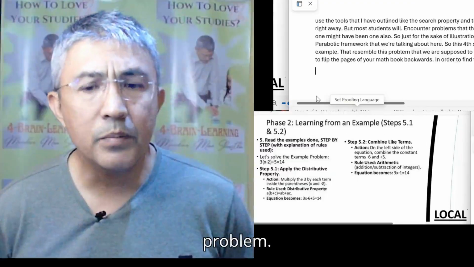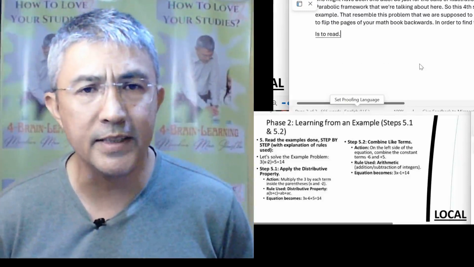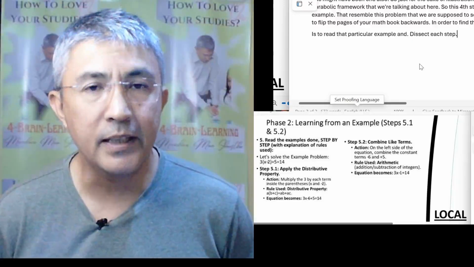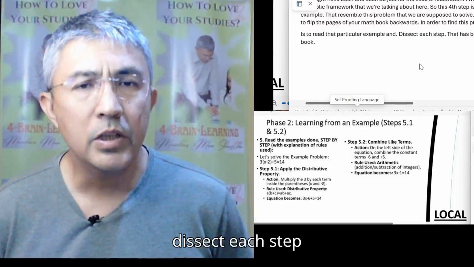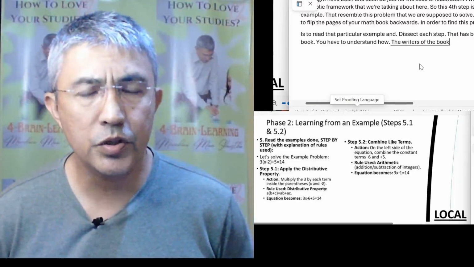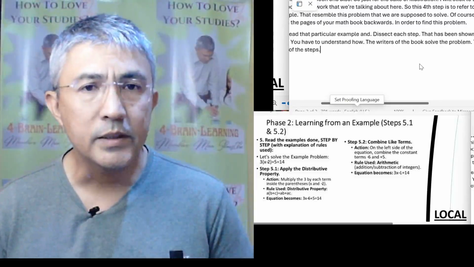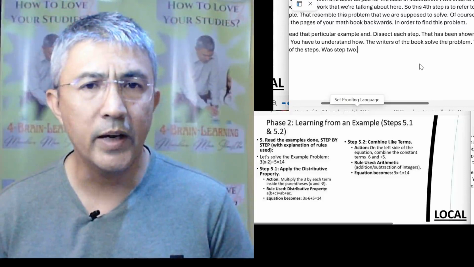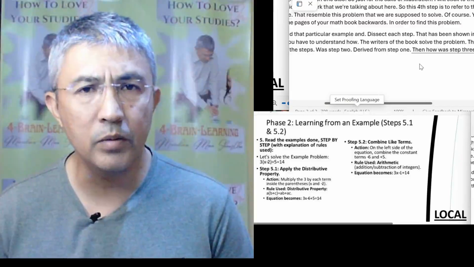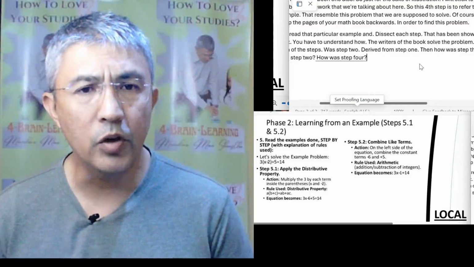The fifth step is to read that particular example and dissect each step that has been shown in the book. You have to understand how the writers of the book solved the problem through each of the steps. How was step 2 derived from step 1? Then how was step 3 derived from step 2? How was step 4 derived from step 3?